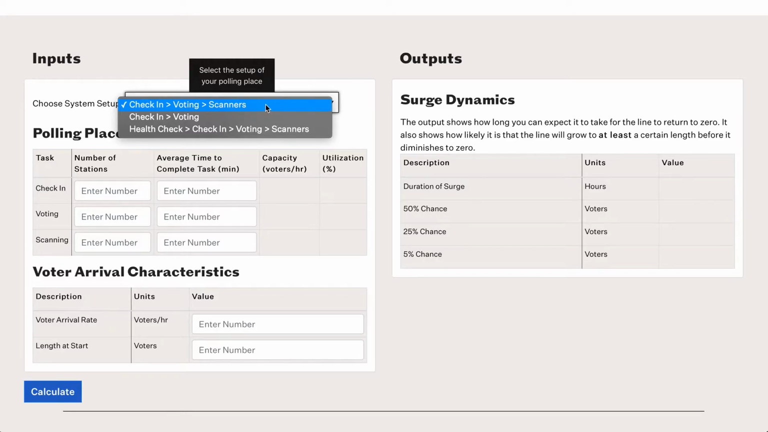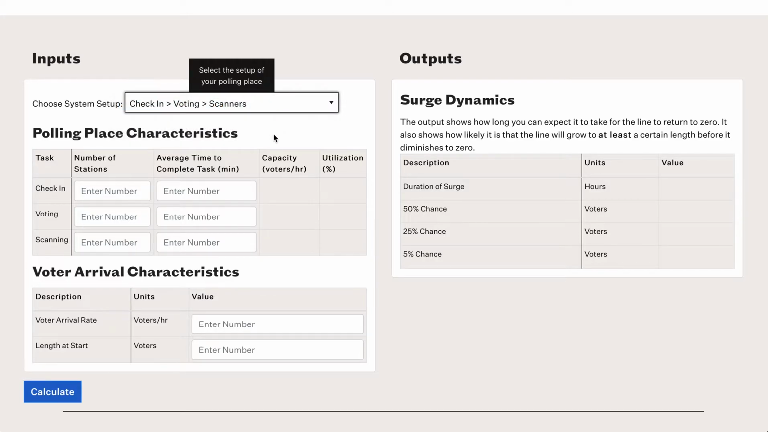We'll start with the three-step process as a default. This table down below needs the number of stations and average processing time for each of the three steps in the process. Click into the cell and type in the number for each case.